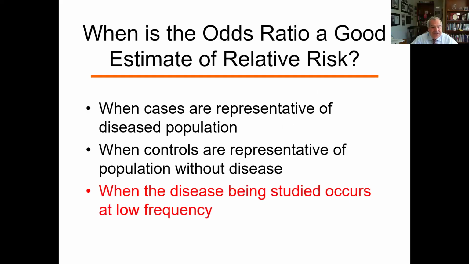Another question that we've kind of followed is, when is the odds ratio a good estimate of the relative risk? One way to look is when the cases are representative of the disease population, when the controls are representative of the population without the disease, and when the disease being studied occurs at a very low frequency. And we've been saying that it's more of a rare disease.